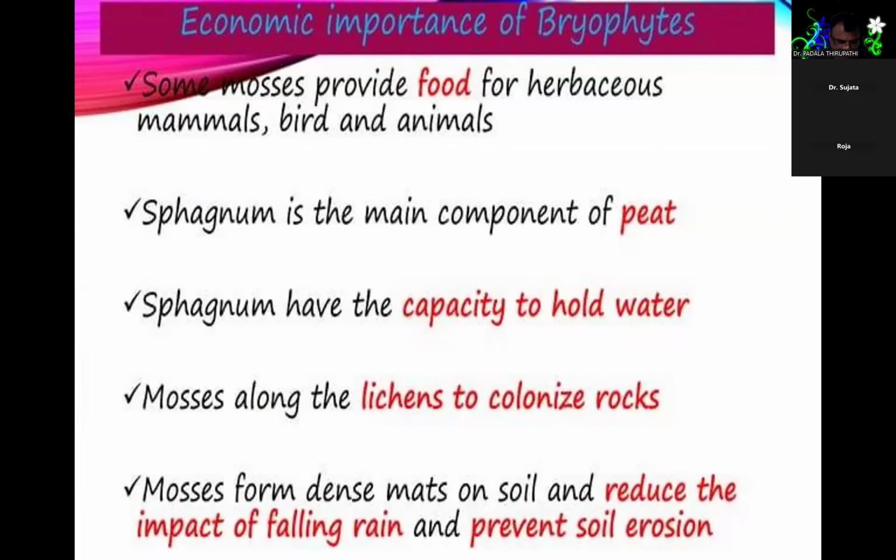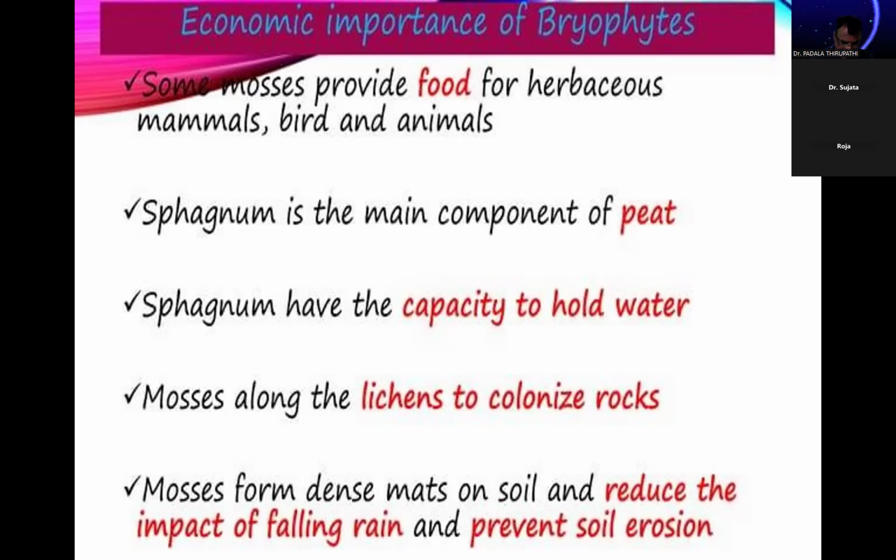These are the three bryophytes we have covered. That is, Marchantia, which comes under Hepaticopsida. The second one, Anthocerotopsida, Anthoceros, and the third one is Bryopsida, under that Funaria as well as Polytrichum.